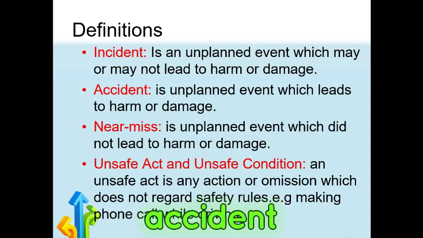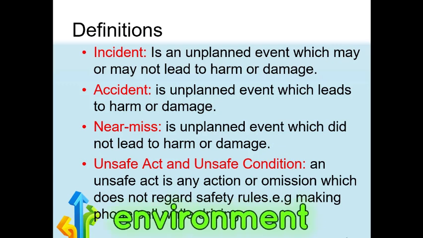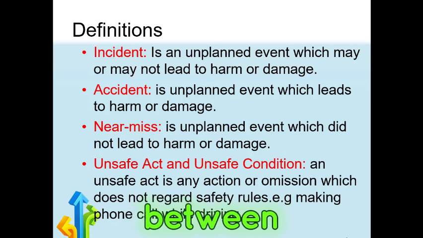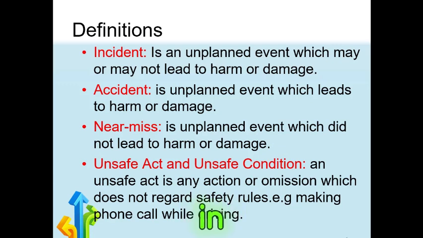Now, an accident is an unplanned event which leads to harm or damage. In accidents, damage or harm is certain, but if there was no occurrence of harm or damage, we can say it was an incident. But when harm or damage is done to either the personnel or assets or environment, we can say that is an accident. So the difference between incident and accident is, in an incident, harm may occur, but in an accident, harm will occur.